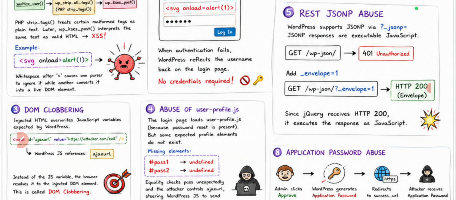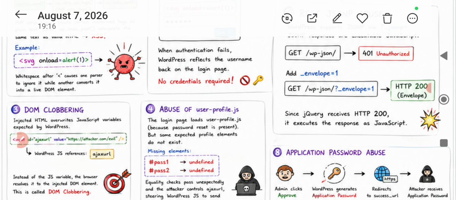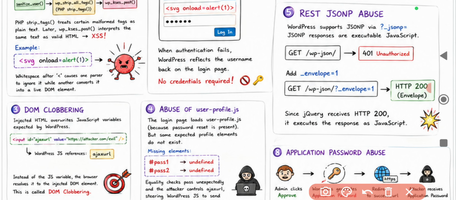WordPress supports JSON via JSONP, which responds with executable JavaScript. The get JSON returns a 401 unauthorized, then it is wrapped in an envelope, which eventually leads to an HTTP 200 envelope. Since jQuery receives the HTTP 200, it executes the response as JavaScript.